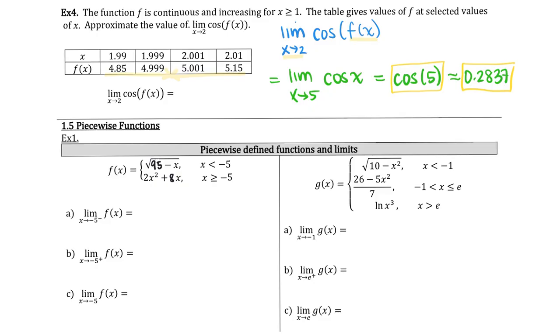1.5 piecewise functions, we're going to evaluate the limits from the left and right and the regular limit of piecewise functions. So example 1, f of x is, when x is less than negative 5, I use the square root of 95 minus x. When x is greater than or equal to negative 5, I'm going to use 2x squared plus 8x.